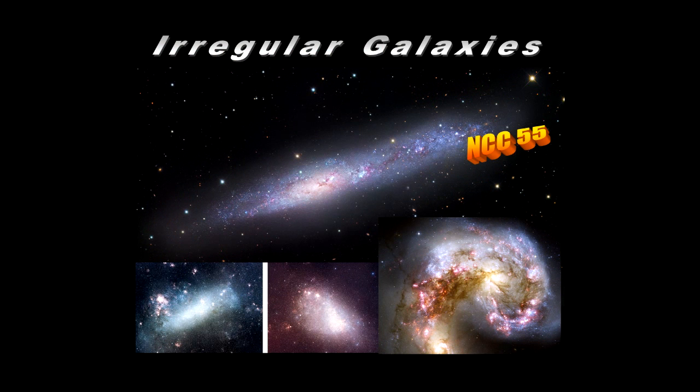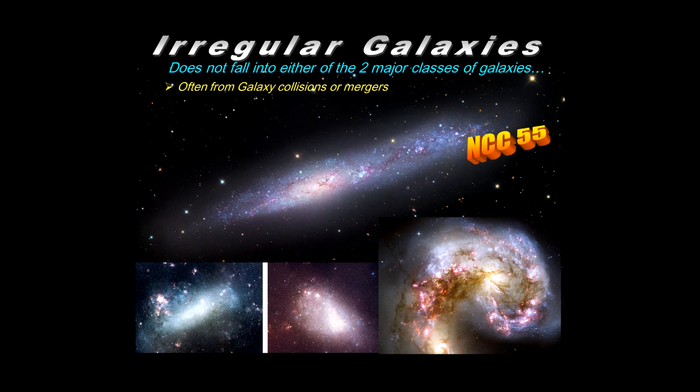And then, in terms of galaxy classification, we have irregular galaxies. Here's some examples. These are galaxies that don't fall into the category of spirals or ellipticals or lenticulars. They're a little different. They seem to often arise from galaxy collisions or mergers, with lots of activity associated with these galaxies, new star formation activity. Sometimes they're the dwarfs of larger galaxies.